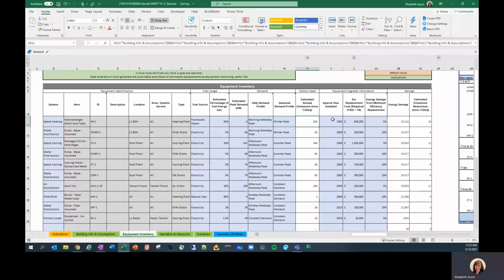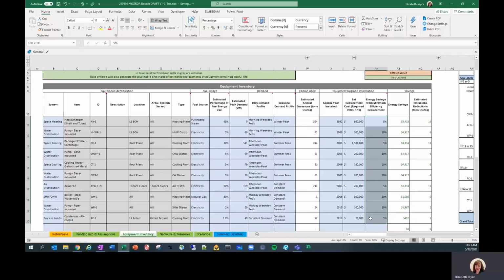And then finally, you'll need to enter equipment upgrade information, the approximate year that this piece of equipment was installed, its estimated replacement cost if you were to replace it like for like, and then finally, the energy savings associated with a minimum efficiency replacement. So if you were to replace this piece of equipment like for like with, say, a piece of equipment that met new code requirements for efficiency, but didn't really go beyond that. So the expectation is that these energy savings are probably going to be pretty low, again, for a like replacement.